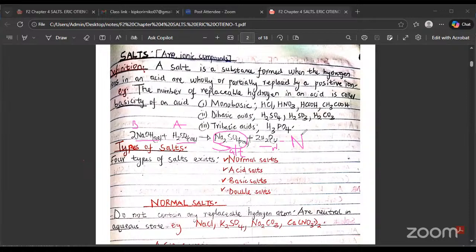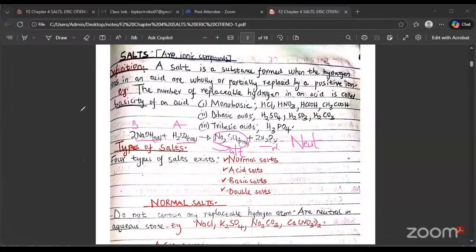So this one is the neutralization. It is very important for you to know. You can just finish neutralization reaction. So that one is the neutralization reaction. Now, after that, we know what a salt is.